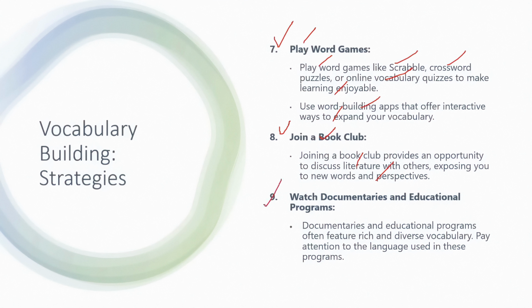Another strategy that can enhance vocabulary is watching documentaries and educational programs. Documentaries and educational programs often have rich and diverse vocabulary. Pay attention to the language used in these programs. Another way that can enhance your vocabulary is watching movies regarding the subject of literature. This can also provide an opportunity of learning diverse vocabulary, words related to different contexts and situations, and this way you can also enhance your vocabulary.